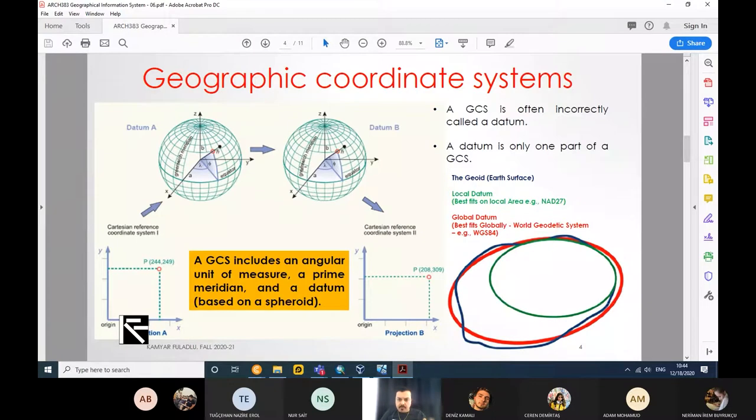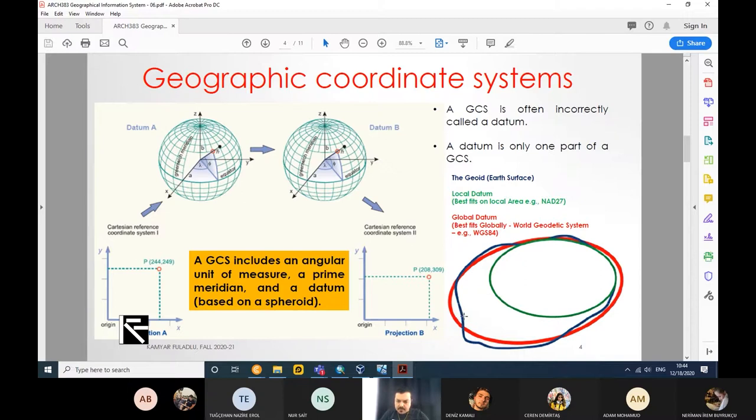For this purpose, first of all, we have some definitions. First, we talk about the geographical coordinate system, but most of the time, the geographical coordinate system is wrongly called a datum. I'm going to tell you what a datum is. Actually, a datum is a part of this system, this geographical coordinate system.